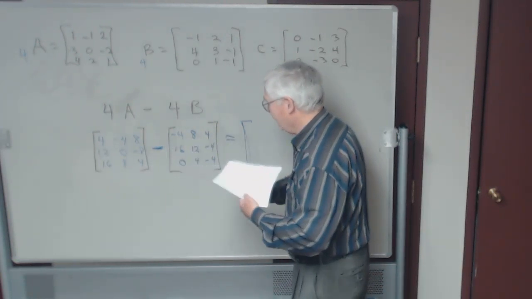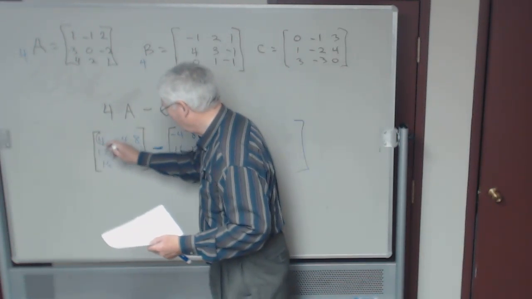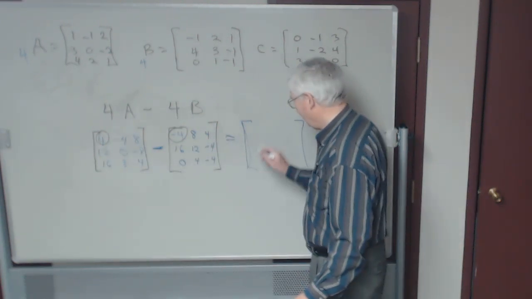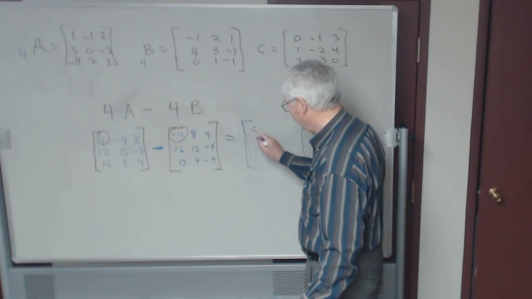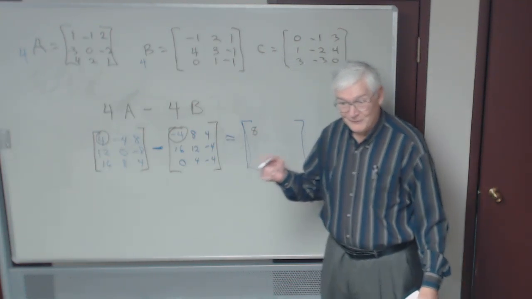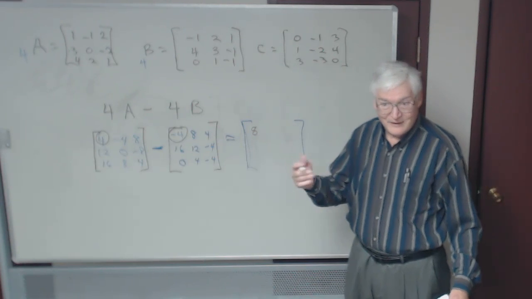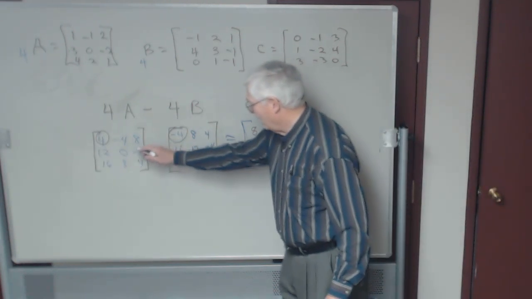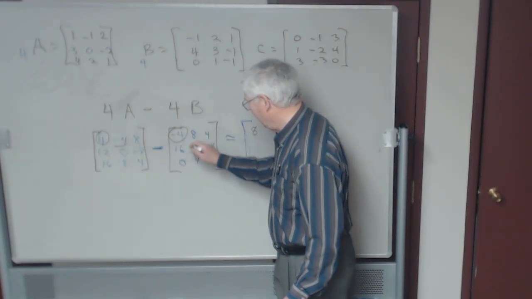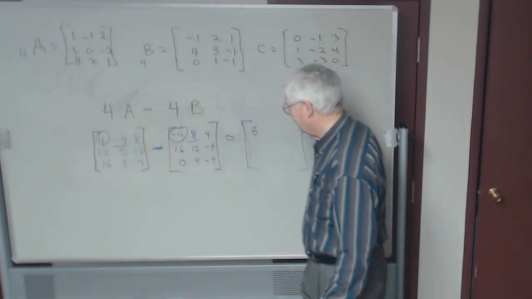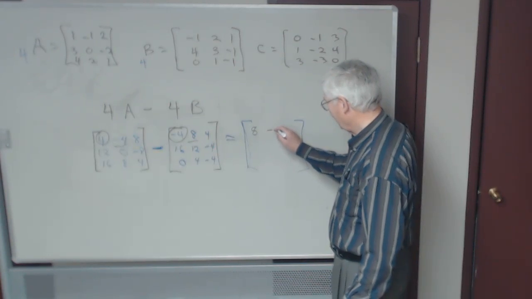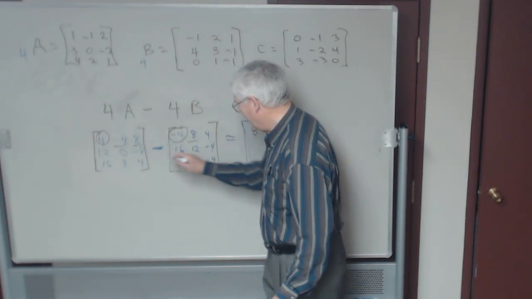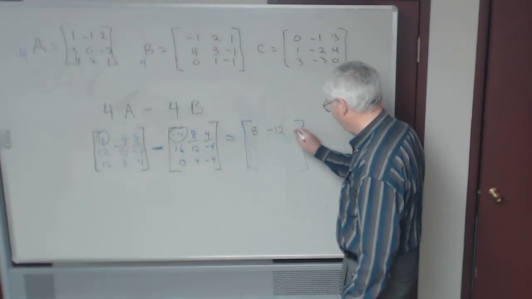So, what's 4 minus negative 4? 8. And see where we have to watch what we're doing with our integers, adding and subtracting integers. What's negative 4 minus 8? Negative 12. And what's 8 minus 4? 4. There you go.